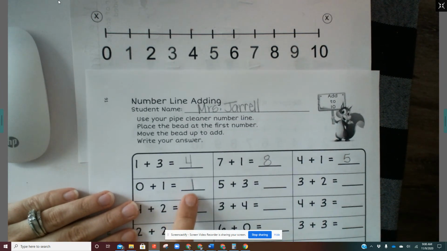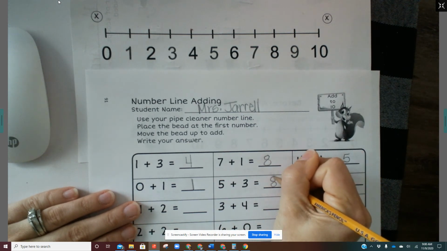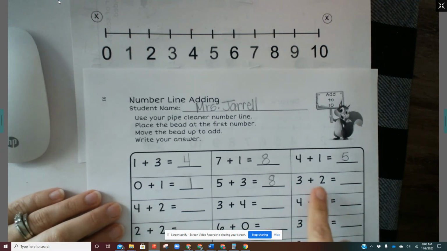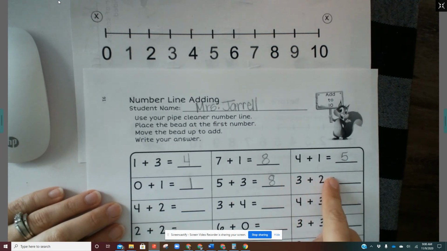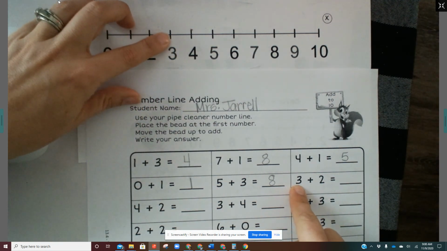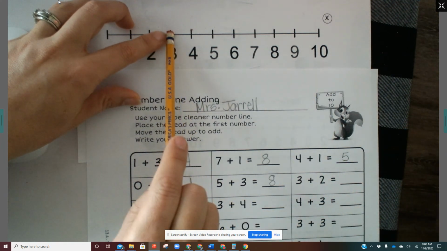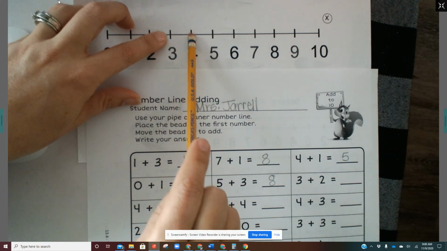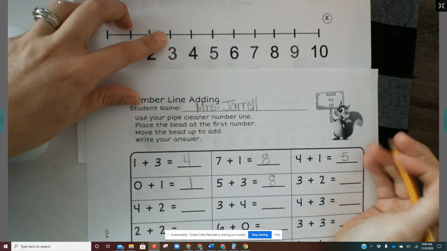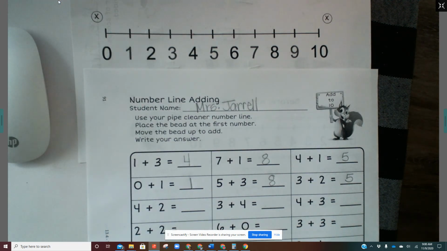Okay, so here I have 5 plus 3 equals 8. All right, moving on along. I have 3 plus 2. So I'm going to start on my number 3 on the number line, and I'm going to jump over 2 more spots. Here I have 3, jump 2. 1, 2, and I land on 5. So 3 plus 2 equals 5.